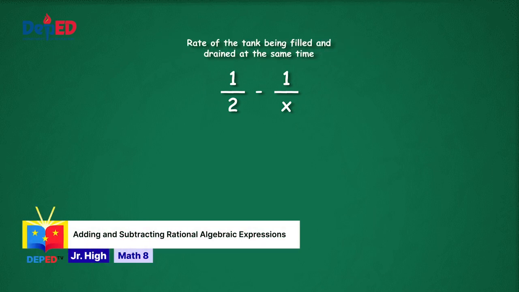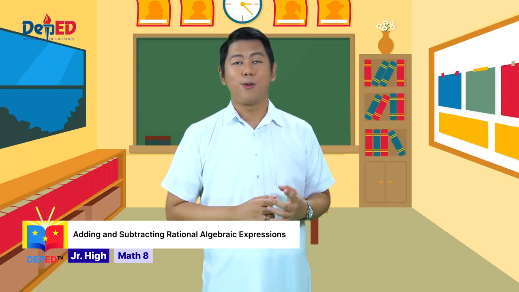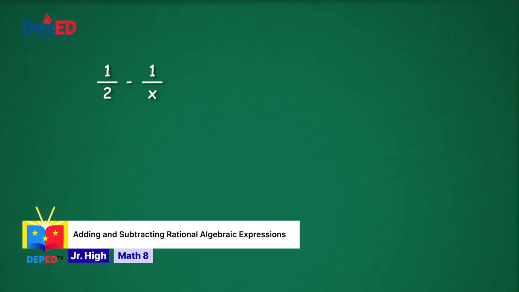We can write this as one rational expression by getting their least common denominator. To get their denominator, we get their product divided by their greatest common factor. And since 2 and x are relatively prime, their least common denominator is just 2x. Now, we multiply the numerators by expressions that will give us the common denominator. So, 1 times x minus 1 times 2 all over 2x.